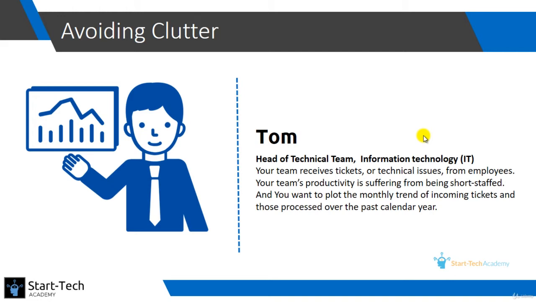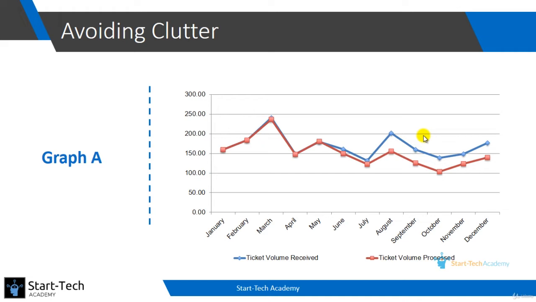Now Tom wants to show the trend of incoming tickets and the processed tickets over months to make his case that he needs additional staff and budget should be allocated to his team to hire more people. So he gathers the data of ticket volume received and ticket volume processed and plots it over the 12 months in this quick graph. Now this is a graph which I told you can be drawn in a single click.